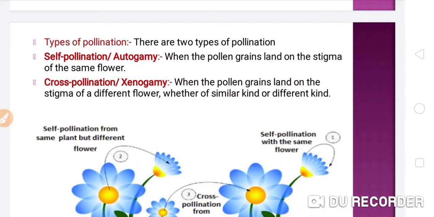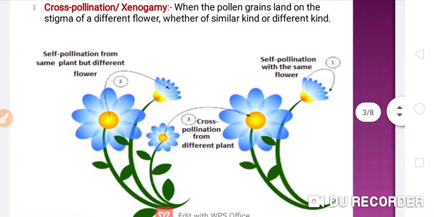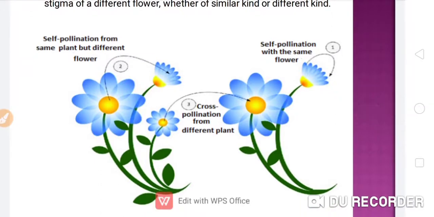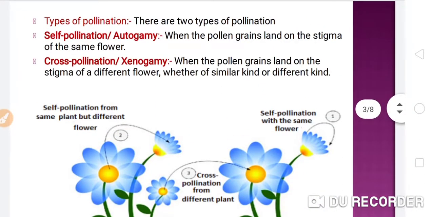The second one is cross pollination, also known as xenogamy. When the pollen grains land on the stigma of a different flower, whether of a similar kind or a different kind, this kind of pollination is known as xenogamy, or cross pollination. You can see in this figure there is cross pollination as well as self pollination, that is xenogamy, the cross pollination, and autogamy, the self pollination.